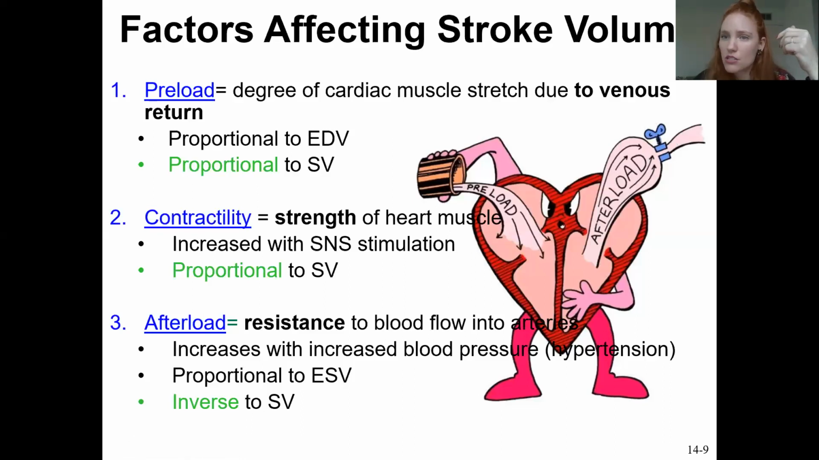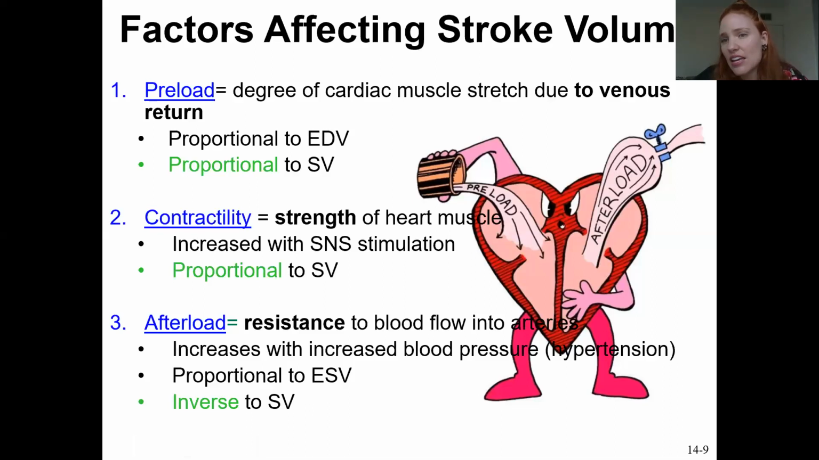So what would happen to stroke volume? If less can leave, less will leave, and therefore stroke volume would decrease. So afterload has an inverse relationship to stroke volume, because it makes it so that the blood is unable to leave as easily. It's got some resistance to flow out of the heart.